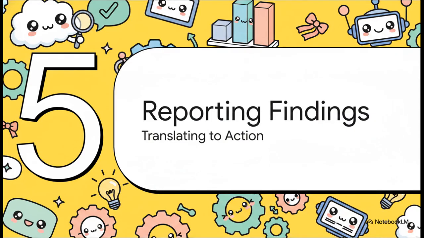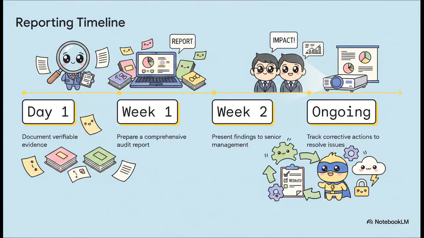Once the audit is done, we hit Section 5, Reporting Findings, which is all about translating those findings into action. A lot of people think reporting is just handing over a massive PDF at the end of the month and walking away. It's really not. It's a continuous timeline. It starts on day 1, rigorously documenting evidence the second it's found. By week 1, they're preparing a comprehensive report detailing the methodology and any non-compliance issues. Week 2, they're presenting directly to senior management, explaining the actual business impact of those risks.